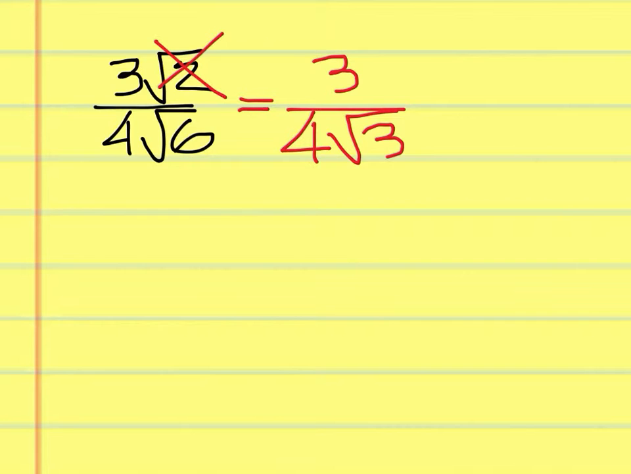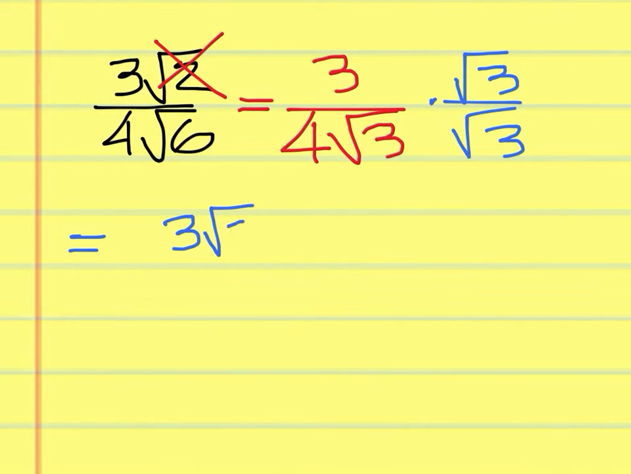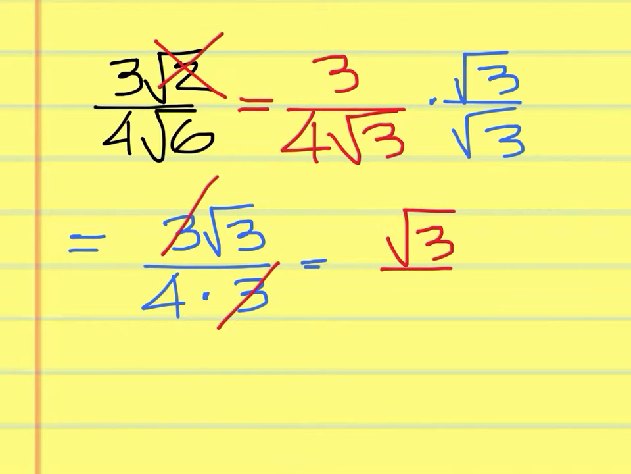We have to multiply the top and the bottom by the square root of 3 to get it out of the bottom. And when we do that, on the top we have 3 square root of 3. On the bottom we have 4 times 3, which is going to be 12. But even before you get a 12, wouldn't it make more sense to do this and just have square root of 3 over 4?